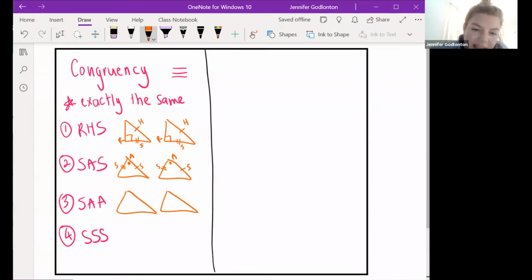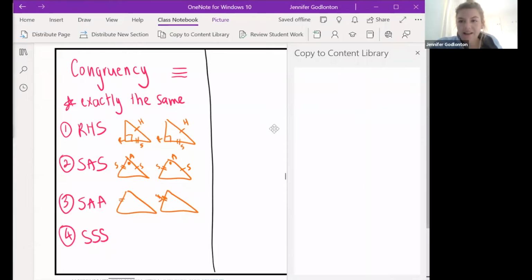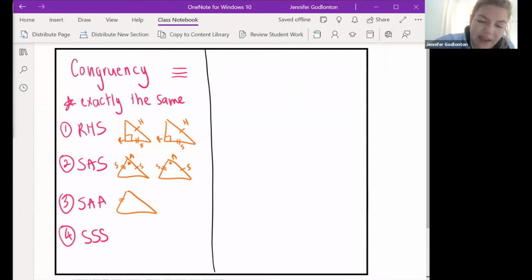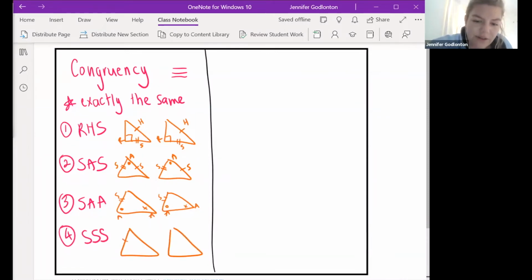SAA. They've given you a side. The holiday spirit has gotten into my screen. So there's a side that's the same and then two angles, and they have to be corresponding to each other. And then we have SSS. So one side, another side, and a third side. That is showing that our two triangles would be corresponding in different ways and they would be congruent to each other.